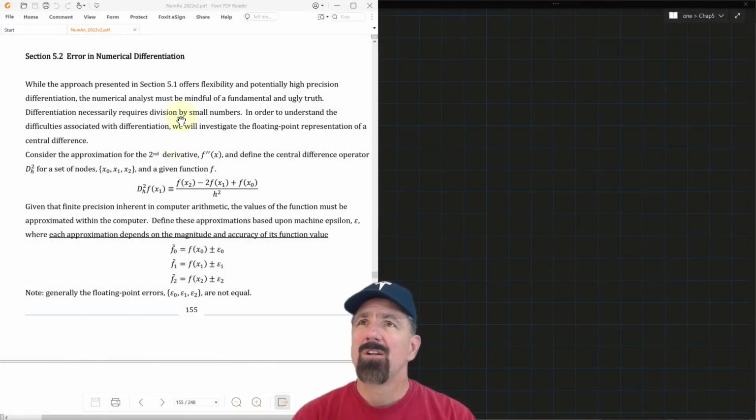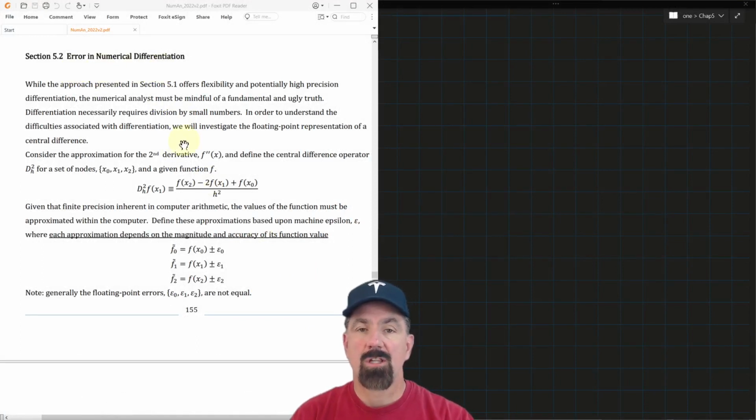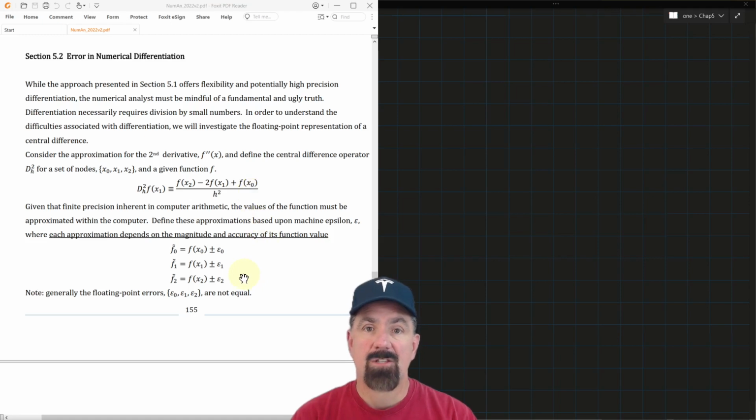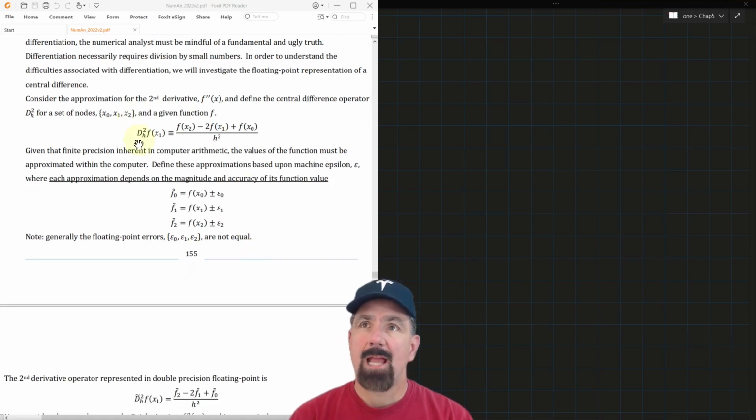So here in 5.2 we're talking about error associated with numerical differentiation. I touched on this briefly in class to let you know that the error associated with numerical differentiation is severe. But we want to understand exactly what our parameter space is for looking at data and trying to find rates of change. So the example that's in the textbook, which you should walk through, looks at the second derivative approximation. So in this case, it is the central difference.